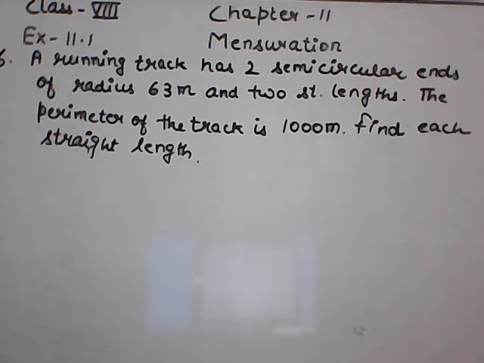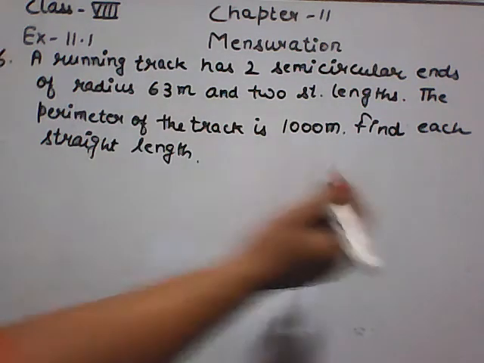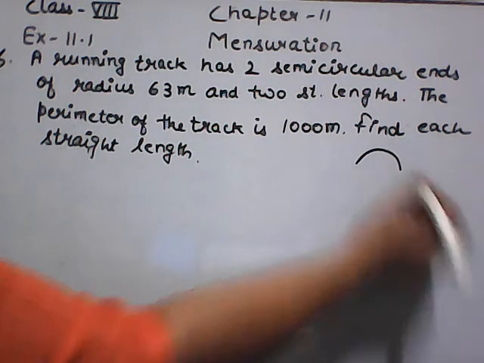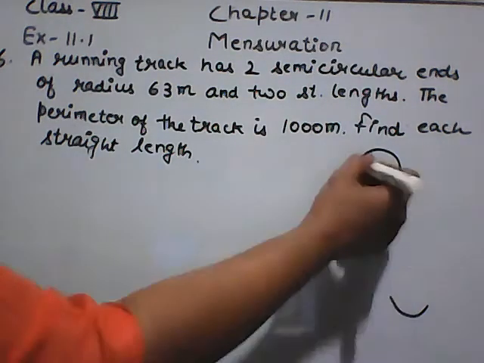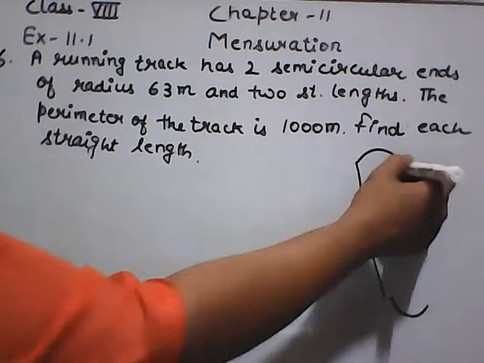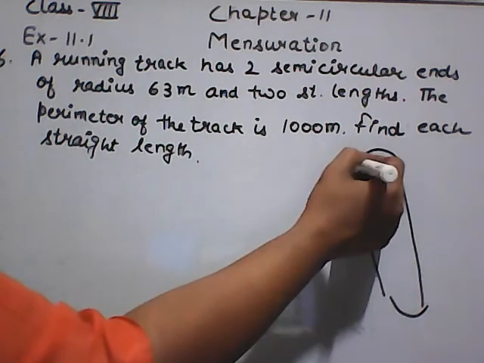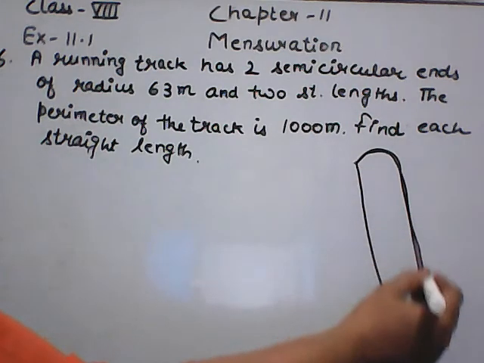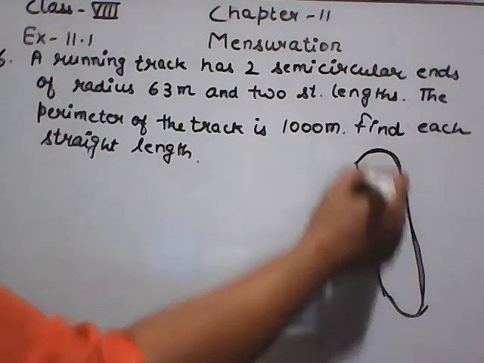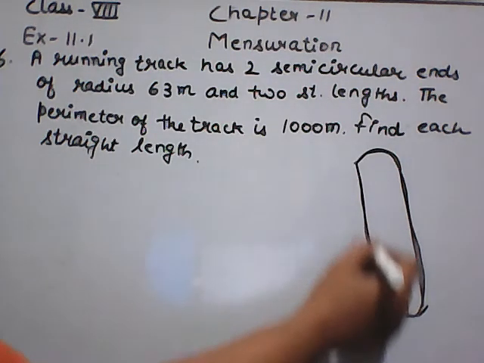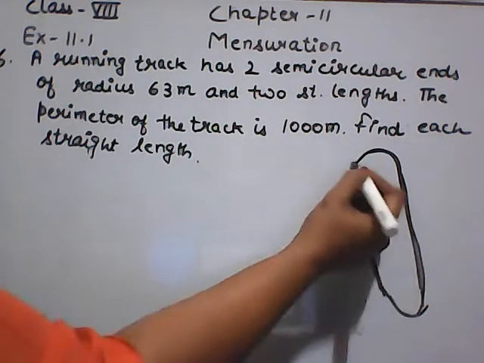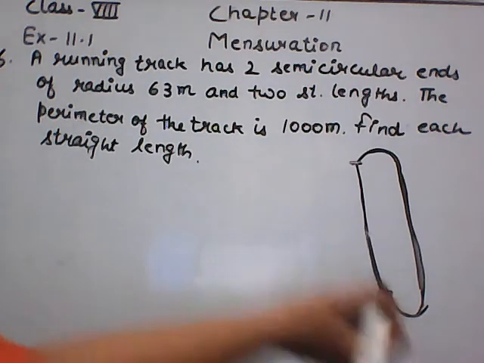In this question, a running track has two semicircular ends of radius 63 meter and two straight lengths. The perimeter of the track is 1000 meter. Find each straight length. Suppose there is a running track with one semicircular end and another semicircular end, and two straight lengths. The total perimeter, the distance around this running track, is given to you as 1000 meter. You have to find out the length of each straight length.